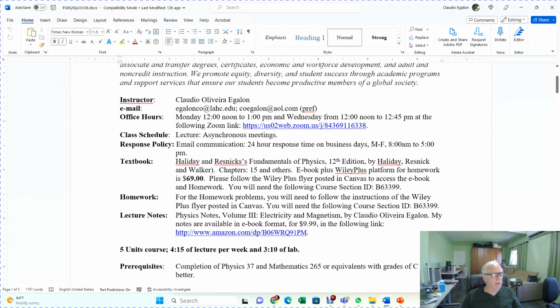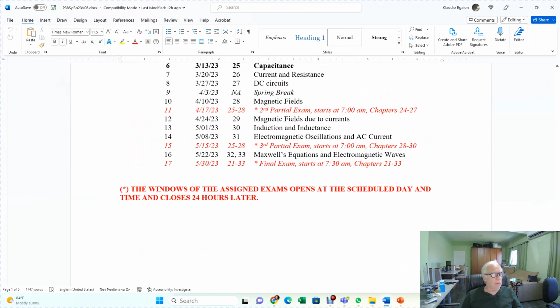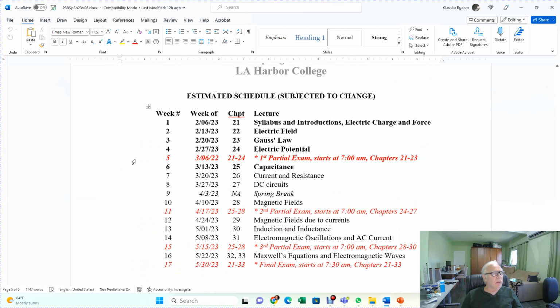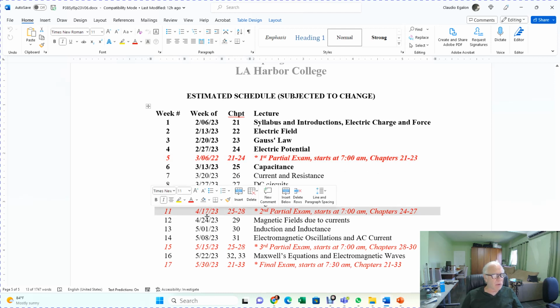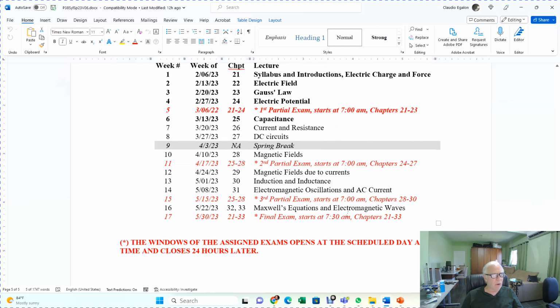Okay, and we want to concentrate on the schedule here. Note that the first partial exam was on March 6th, and it started at 7 a.m. The second exam is going to be on April 17th, after the spring break. It's also going to start at 7 a.m. on the 17th of April. We will end the following day, okay?